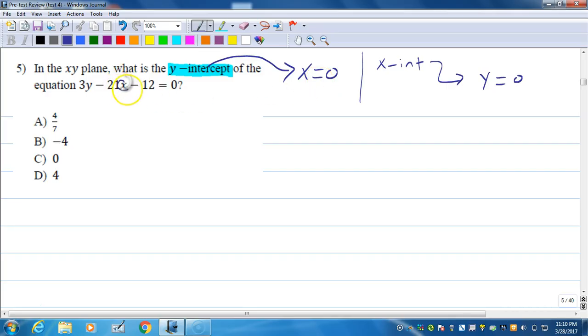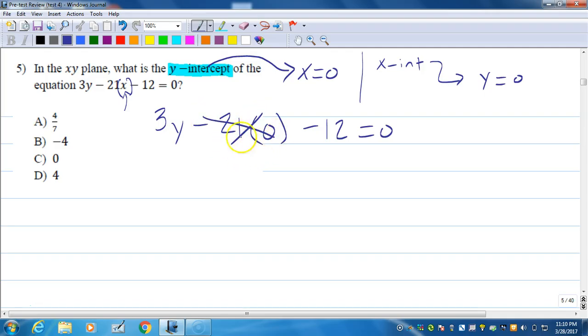That means right here, you put a 0 in for this letter. Put a 0 there. 3y minus 21 times 0 minus 12 equals 0. Well, 21 times 0 is 0, so I don't need to write it anymore. It goes away. It's 3y minus 12 equals 0.